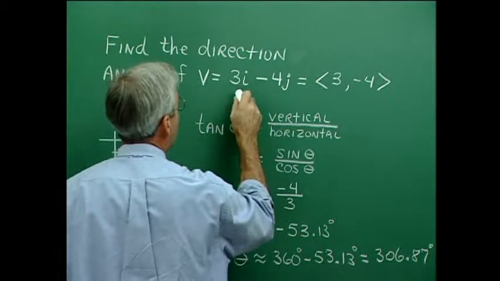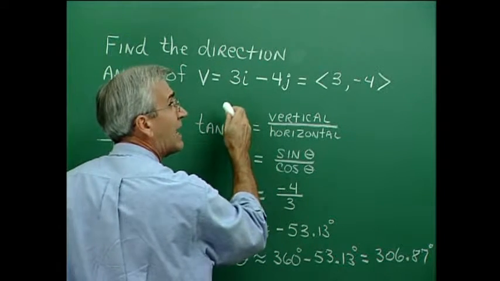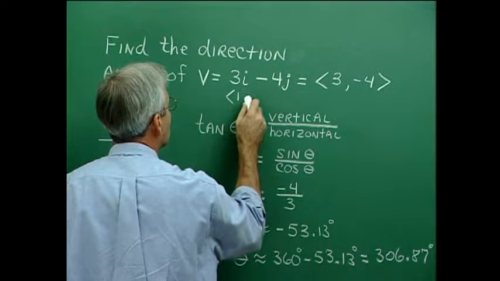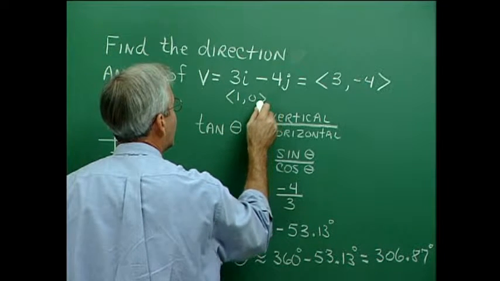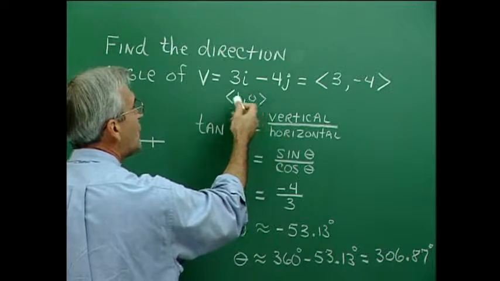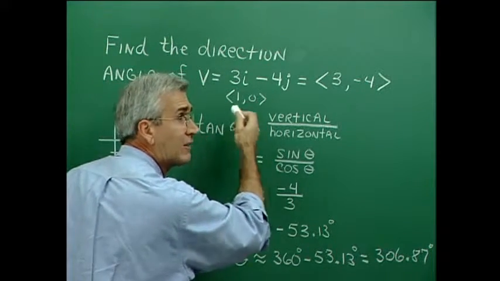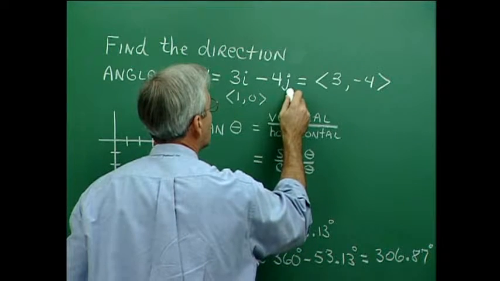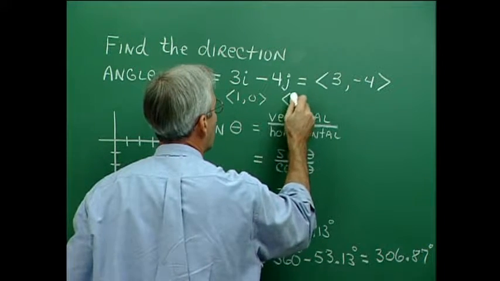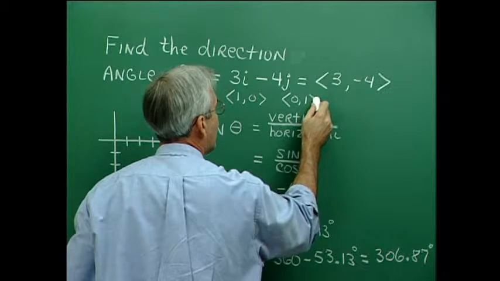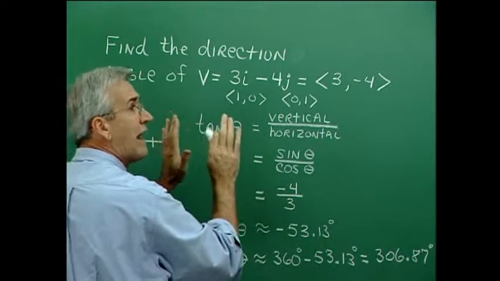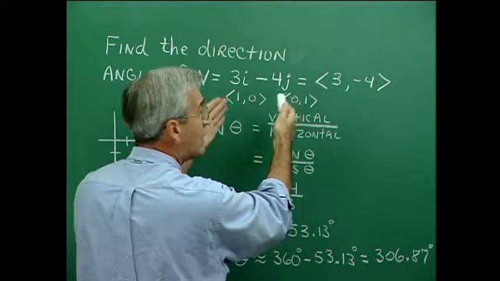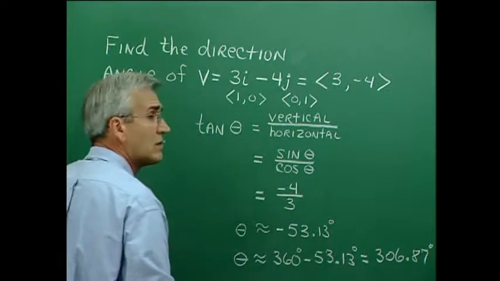And indeed, we could define i to be 1, 0, you see. This would be like a unit horizontal vector, and this would be a unit vertical vector. So j could be defined as 0, 1. You see, just for concise mathematical purposes, we would do that. We don't refer back to this very often, but it's important to know that it's there.